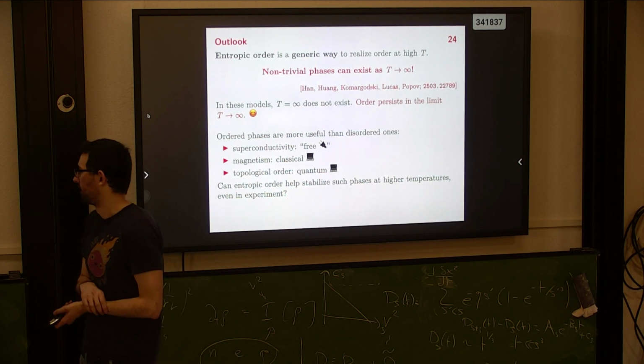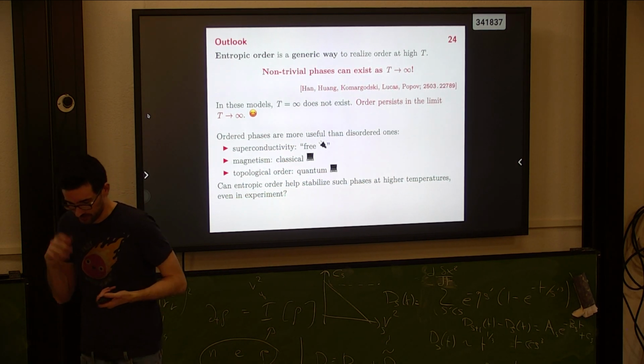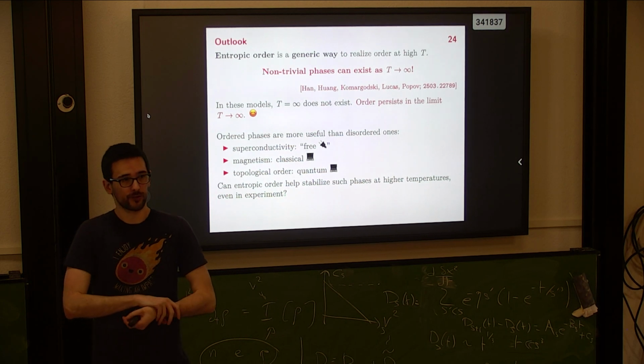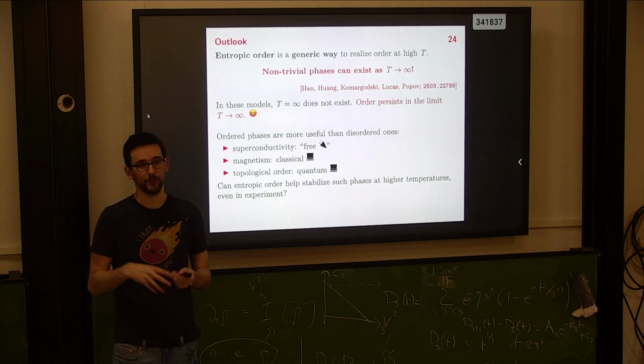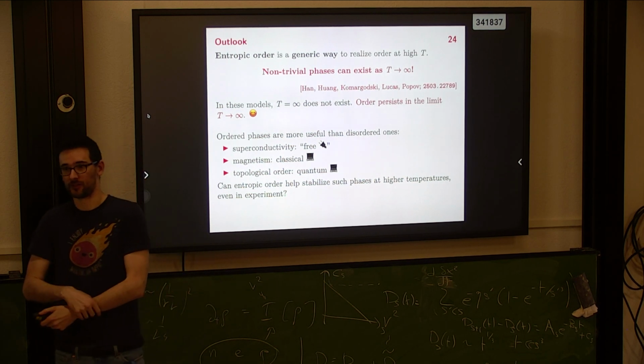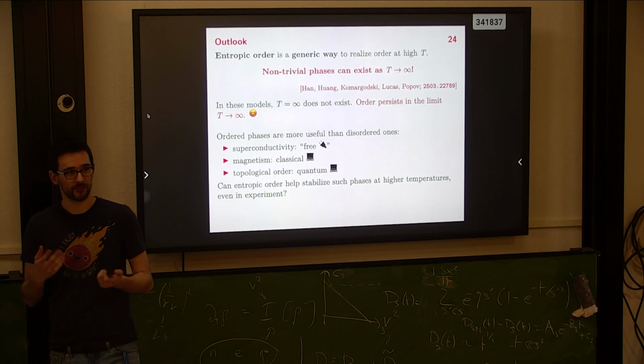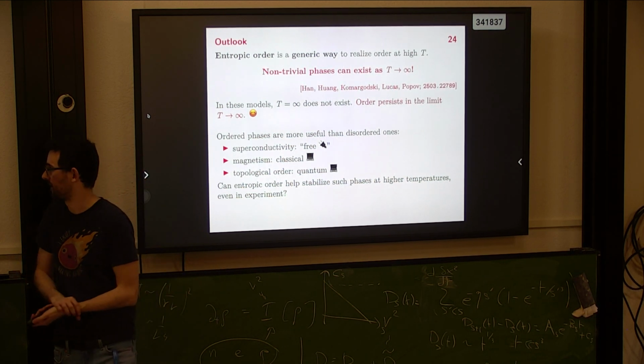And so I would like to end with the suggestion that maybe this perspective of entropic order and some of these simple models can help us to engineer new kinds of ordered phases that are more stable at high temperature to fluctuations. So that's all. Thank you.